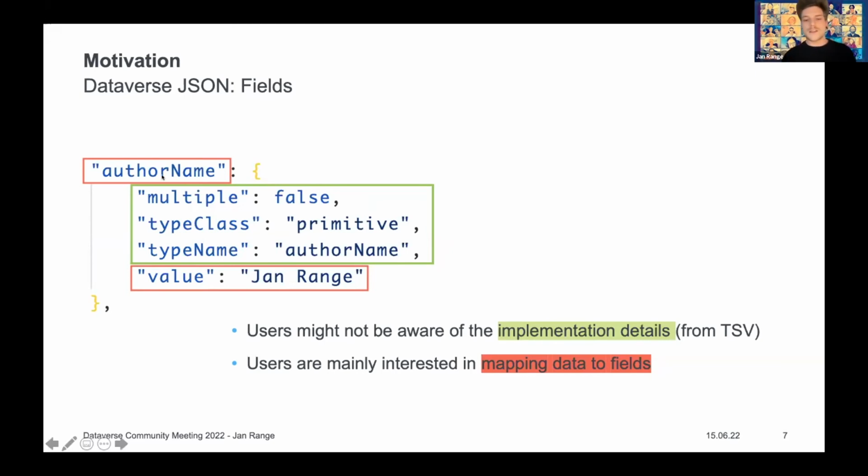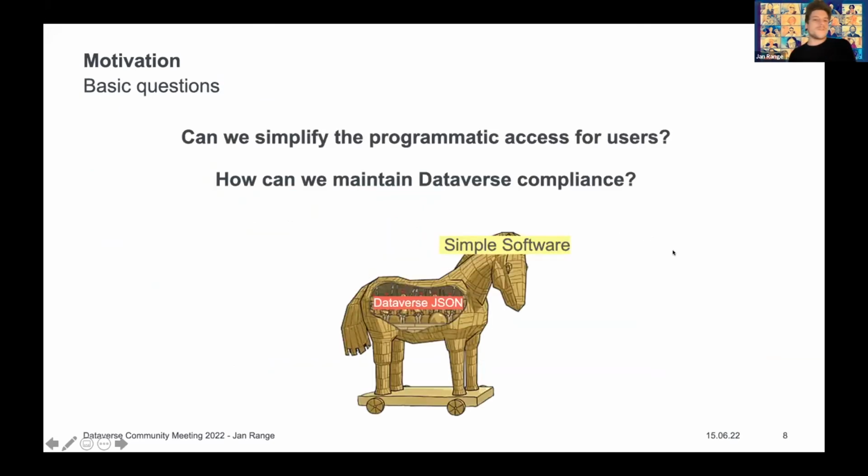And as I already mentioned, the user is really only interested in mapping from a name, for example, to the fields at the end. And this raised two questions from my side. Can we simplify this programmatic access for the end users so that they don't have to deal with all these implementation details? But how can we still be compliant with Dataverse?